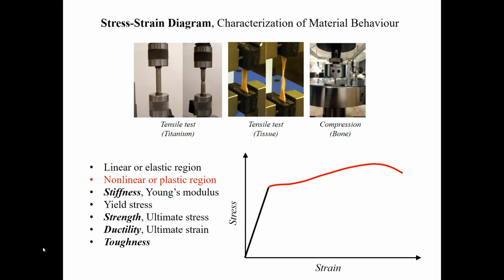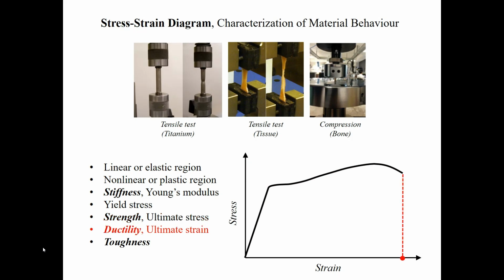And the nonlinear or plastic part in which the stress and strain are not proportional, and after unloading, permanent deformation is observed in the specimen. The slope of the elastic part is called Young's modulus, and determines the stiffness of the material. The stress associated with the boundary of linear and nonlinear domains is called yield stress. The ultimate stress is the maximum stress achieved in the experiment. This value measures the material strength.